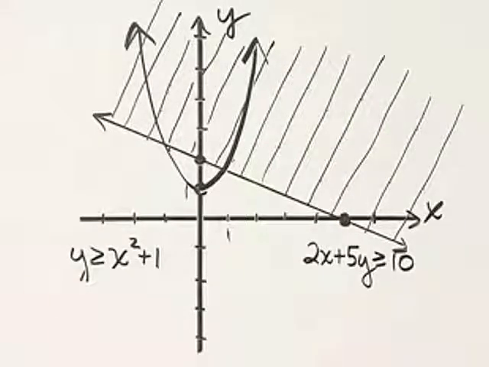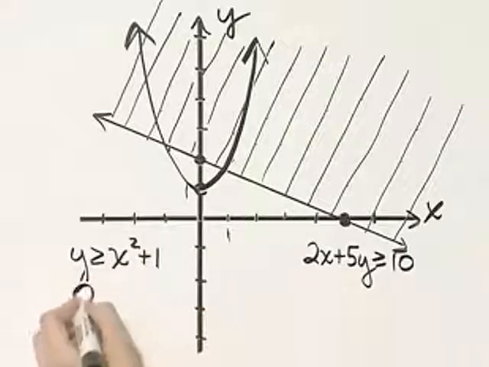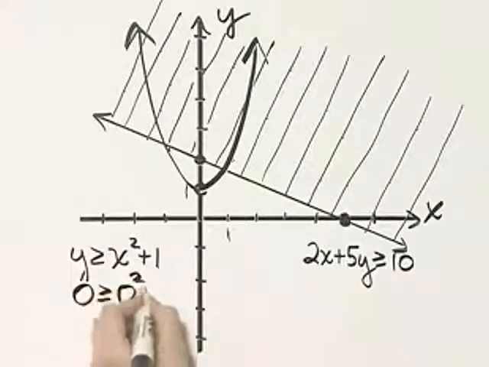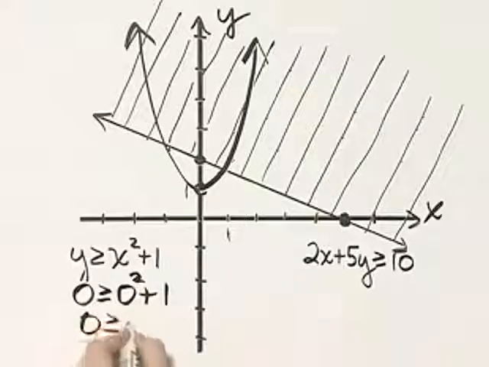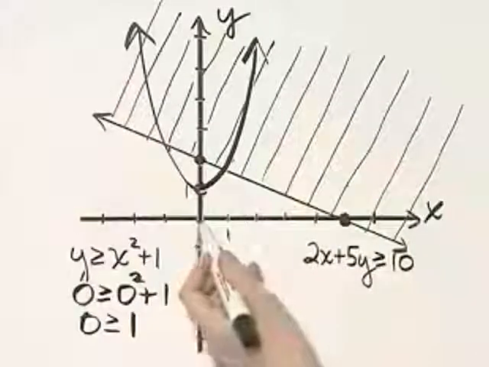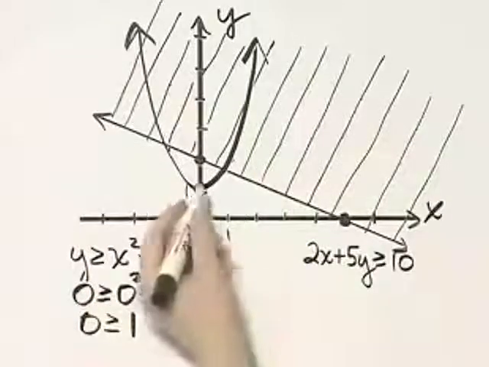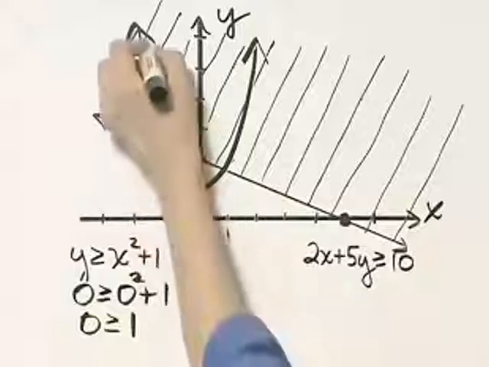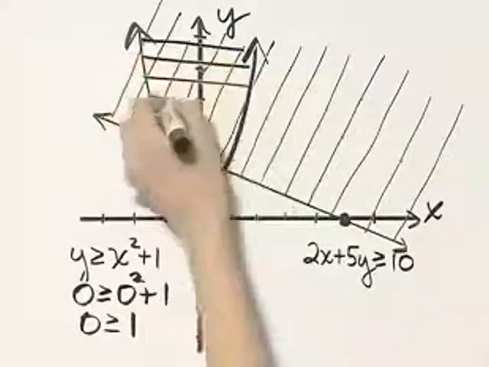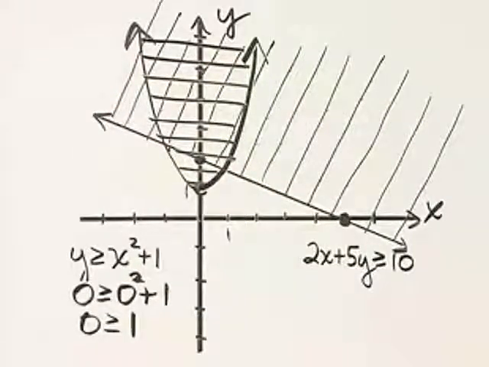We choose a test point just like as for linear equations. So our test point, I'll use 0, 0. If y is 0 and x is 0, is this true or false? That is a false statement, so I do not shade where 0, 0 lies. That is outside the parabola. I shade where it doesn't lie. I shade inside of the parabola. So inside of the parabola will be the graph of y greater than or equal to x squared plus 1.